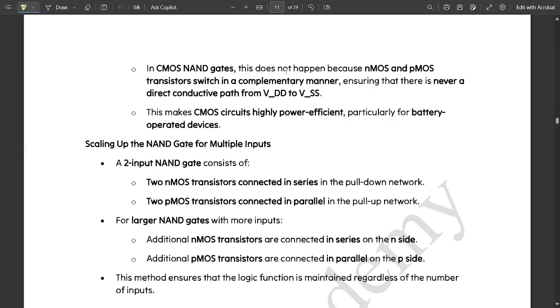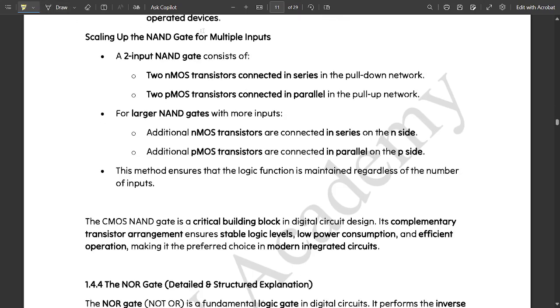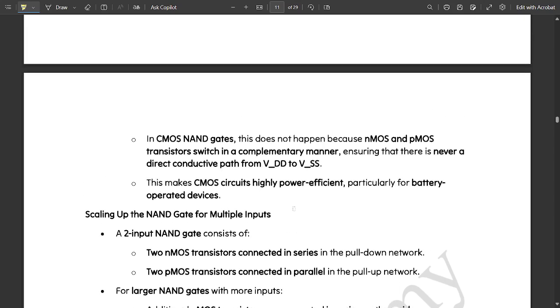In CMOS NAND gates, it does not happen because NMOS and PMOS transistors switch in a complementary manner, ensuring that there is never a direct conductive path from VDD to VSS. This makes CMOS circuits highly power efficient, particularly for battery operated devices. Next is scaling up the NAND gate for multiple inputs, which is also given here. It's not required, but if you want, you can pause the video and note this explanation down. So this was the complete explanation of the circuit.